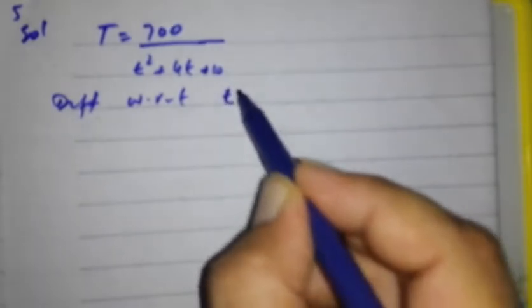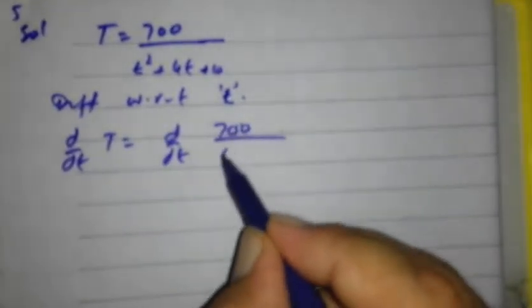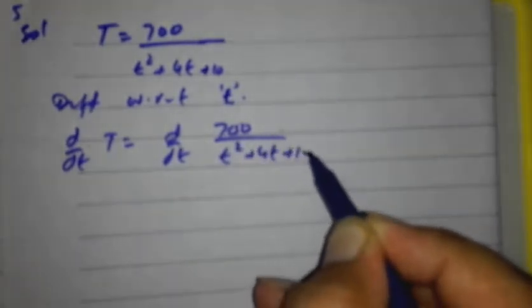Question number 5. Suppose that the temperature T of food placed in a deep freezer drops according to the equation T equals 700 over t square plus 4t plus 10, where t is the time in hours. Find dT by dt at t equal to 1 hour and t equal to 2 hours. So differentiate with respect to t. dT by dt equals d by dt of 700 over t square plus 4t plus 10.